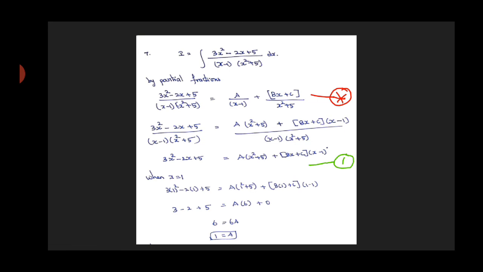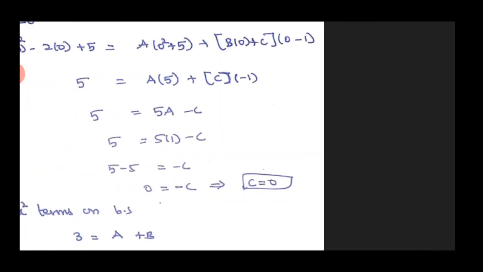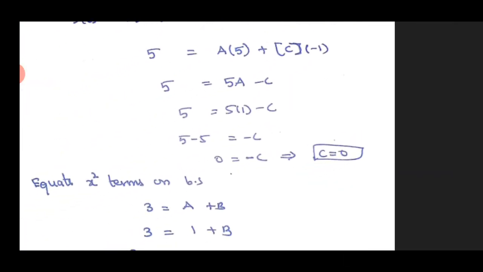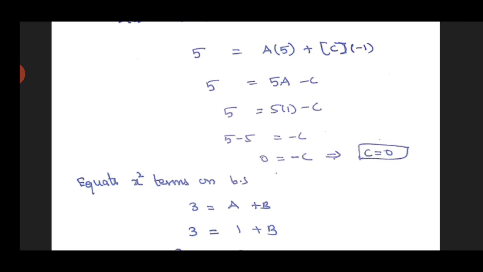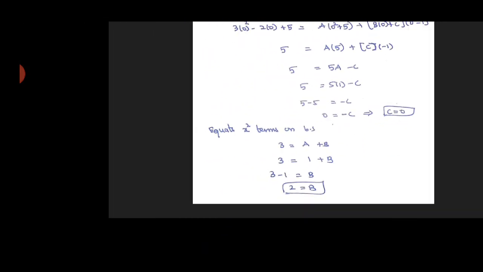What is a value? Already we found 1, and that you apply here. So 5 into 1 becomes 5. The 5 when you take it to the other side you get minus 5. So 5 minus 5 equal to minus c. So 0 equal to minus c, so c equal to 0. And now we don't have any other choice.